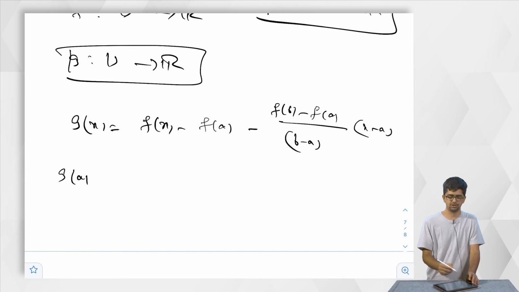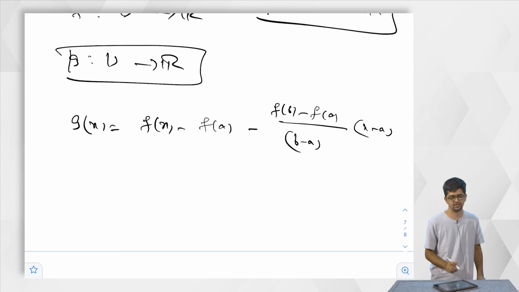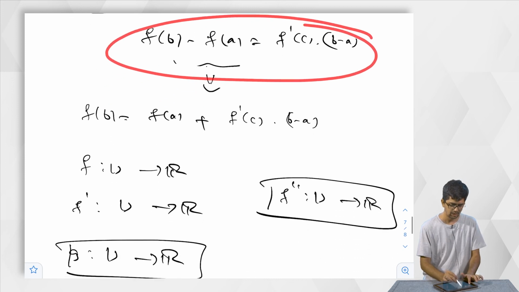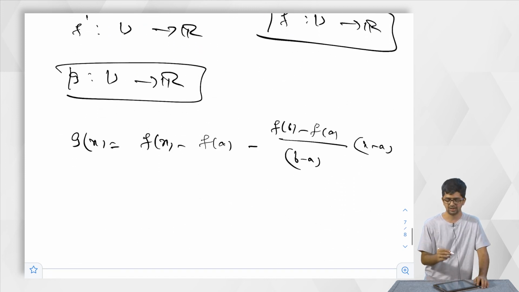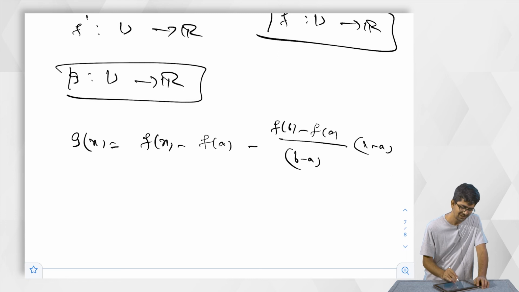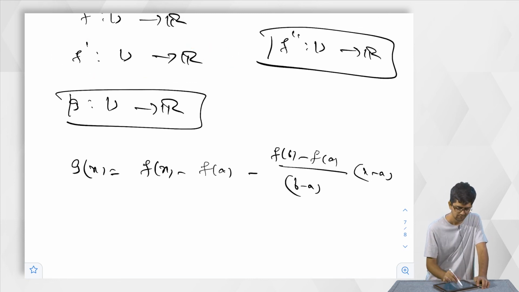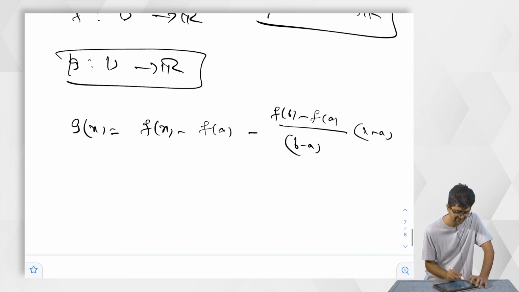So g of b is 0, g of a is equal to g of b, there is a c belongs to a comma b, so g dash c is 0, and g dash c equal to 0 gave this result. Now let us make a small change. We are trying to involve that f dash is differentiable. So let us make the small change.